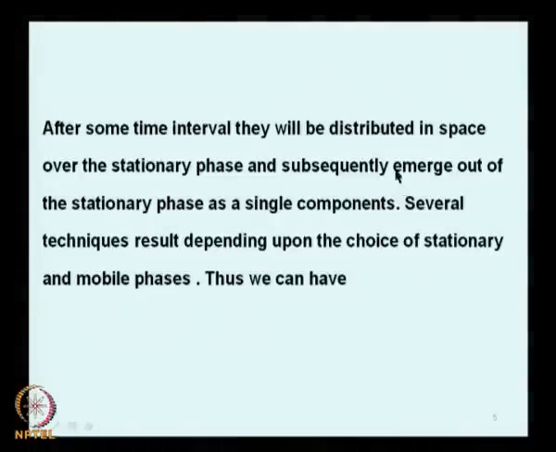So, you can imagine the whole process like a running race. The fastest man who is not adsorbed will come out fast, and the slowest man who is getting adsorbed and released, his speed will be reduced and he will come out later, but everyone will be a winner at the end. That means all the components will be passing through the column and coming out. That means every participant is able to reach the winning goal post. So, if you take a look at this slide, after some time interval, they will be distributed in space over the stationary phase and subsequently emerge out of the stationary phase as single components.